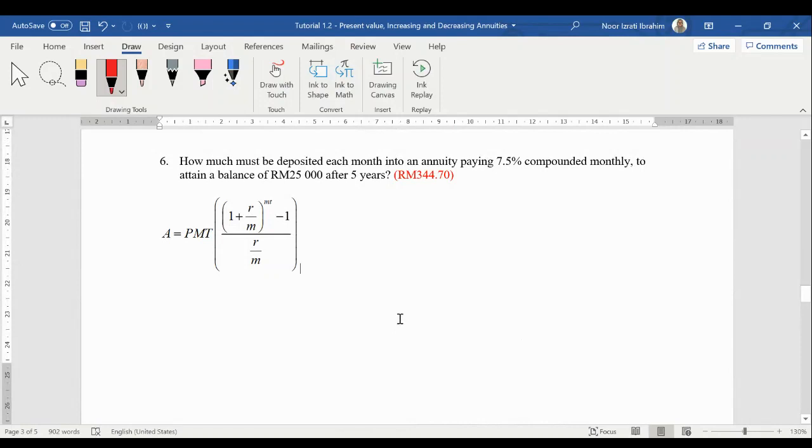In questions 6, 7, and 8, you have to find the value of PMT. How much should they save, how much should they deposit, all that is to find the PMT value. It comes from the same formula, but you have to adjust the formula. My advice is, before you put in all the values, adjust first. So write PMT equals A divided by (1 plus R over M) to the power of MT, minus 1, over R over M.